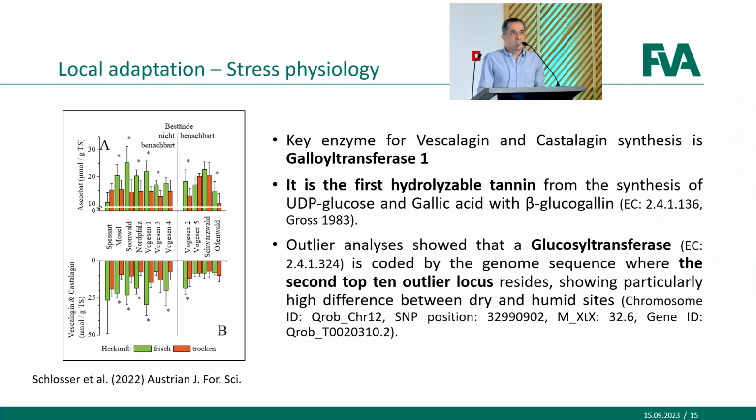A very brief summary of the results is that there are different strategies of humid and dry sites, which were not completely consistent, but in general, oaks on humid sites, their progenies accumulated 2 tannins, vescalagin and castalagin, which were consumed under drought stress, while the progenies of dry oaks, so to say, were able to produce these tannins, these phenolic compounds, also under drought stress. This is a very brief summary of the results.